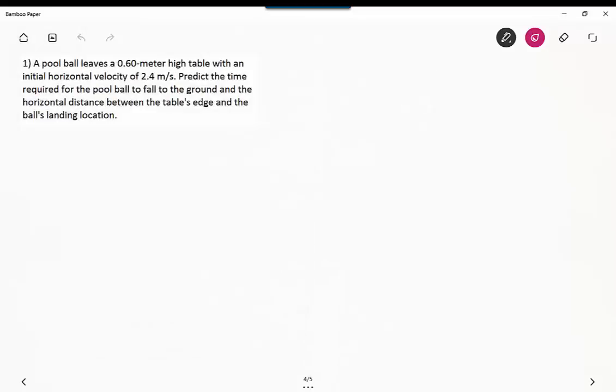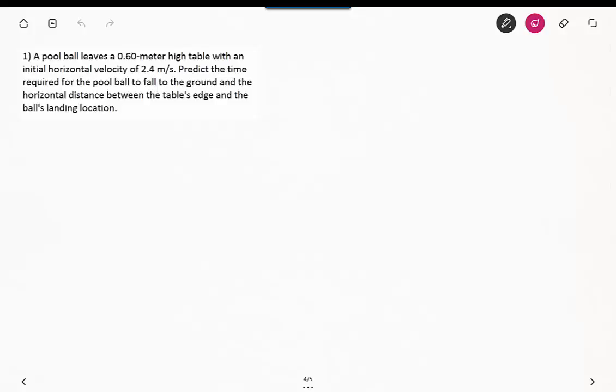All right, let's look at this problem. A pool ball leaves a 0.6 meter high table with an initial horizontal velocity of 2.4 meters per second. Predict the time required for the pool ball to fall to the ground and the horizontal distance between the table's edge and the ball's landing location.